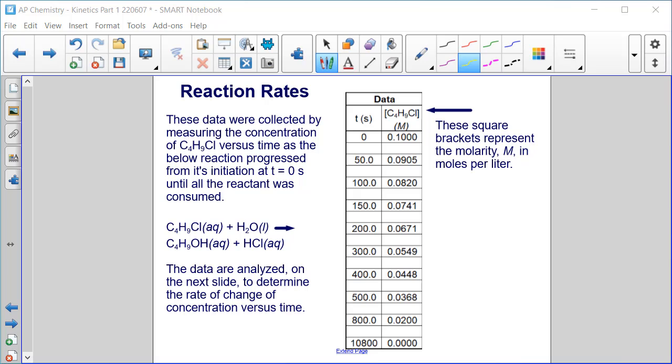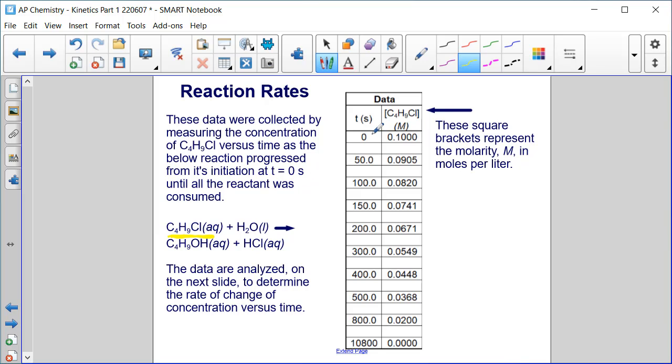All right, so let's look at some experimental data. These data were collected by measuring the concentration of C4H9Cl. And if we look at our reactions, C4H9Cl, aqueous, is one of our reactants. So it was measured versus time, the concentration versus time, from its initiation at time equals 0 until all of the reactant was consumed. We'll analyze the data on the next slide to determine the rate of change of concentration versus time.